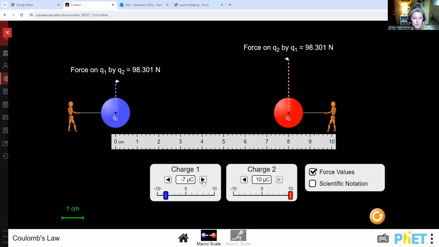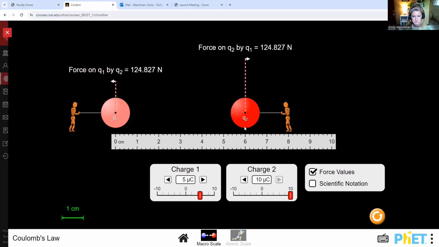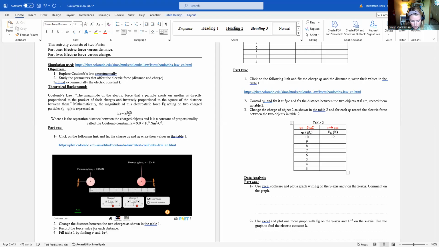5 microcoulombs, 6 centimeters apart, and we're going to start Q2 off at 10 microcoulombs. The force on each of them is 124.827 newtons. Let's record that in the table. 124.827.